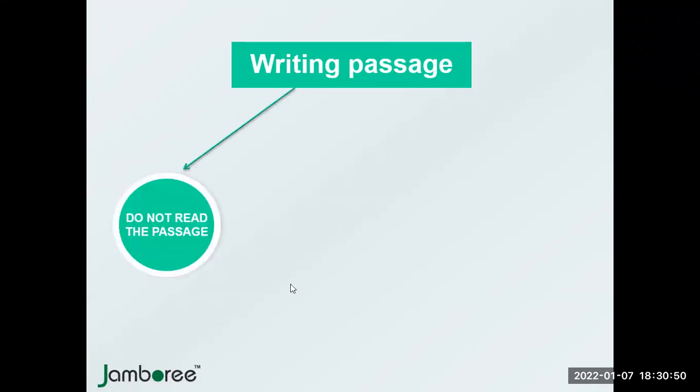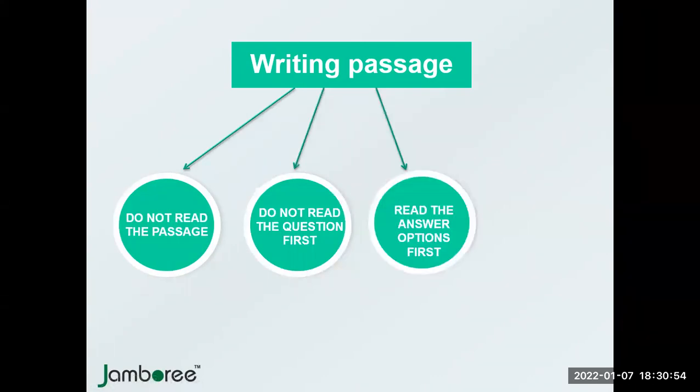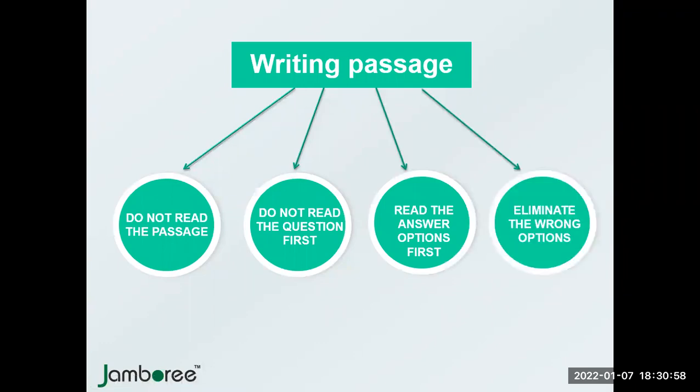Start with the questions, and do not even read the question first. First thing is to read the answer options and then eliminate the wrong options. So this seems a little counterintuitive to you, right? That, okay, there's a passage and there are questions related to it, and I'm asking you not to read the passage. I'm asking you not to read the question. I'm asking you to first start by reading the answer options.